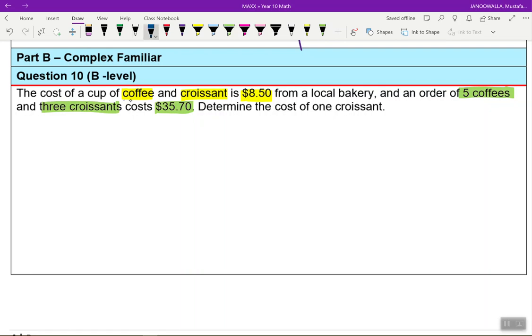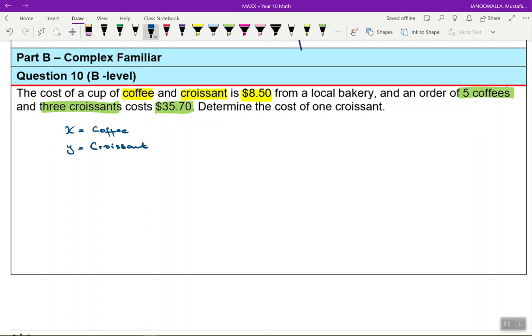Now because coffee and croissant both start with the letter C, I might use different letters to call them. So I'll say x is coffee and y is croissant.